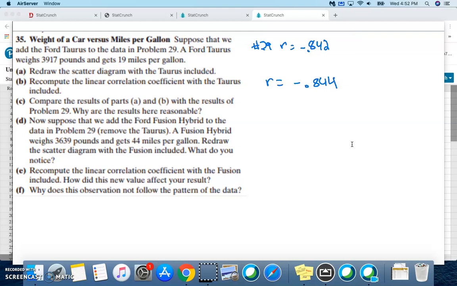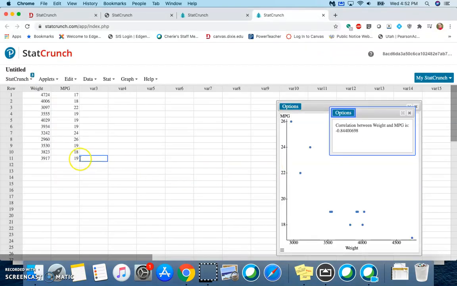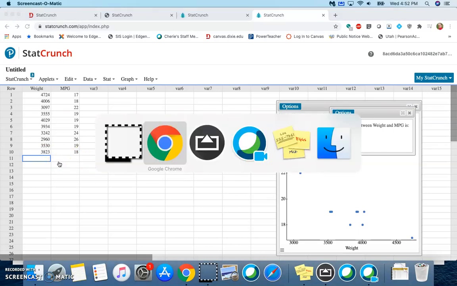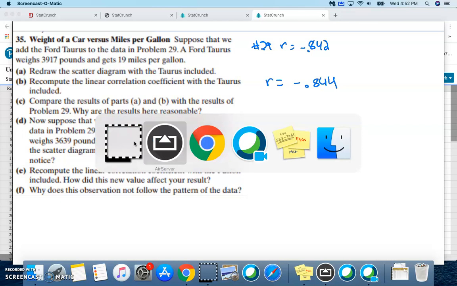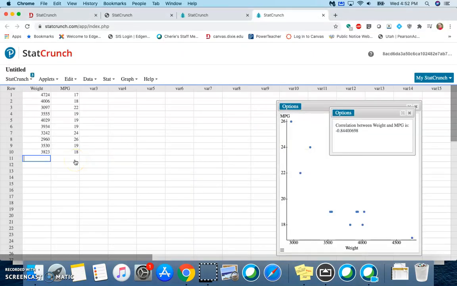Now let's suppose that we add a Ford Fusion hybrid to the data in problem number 29. So we're going to remove the Taurus that we had. We're going to remove this one, and we're going to add a Fusion hybrid which weighs 3,639 pounds and gets 44 miles to the gallon in the city. So it weighs 3,639 and it gets 44 miles to the gallon.